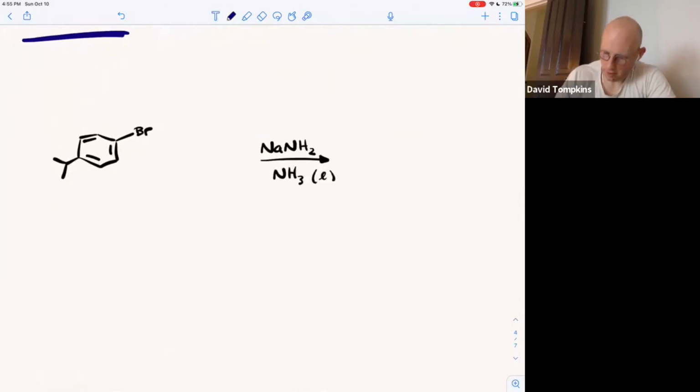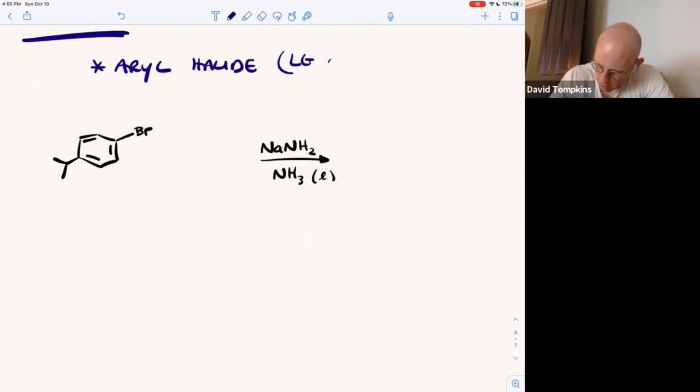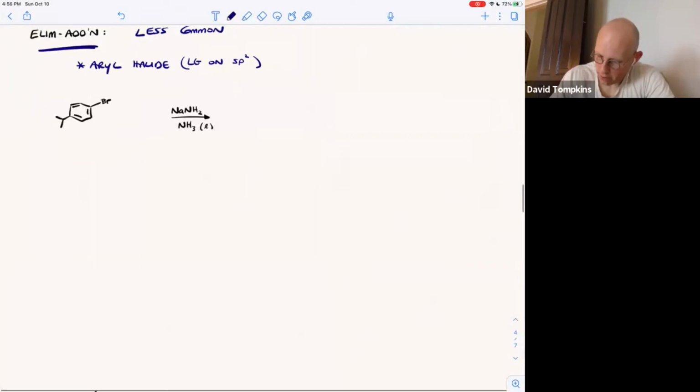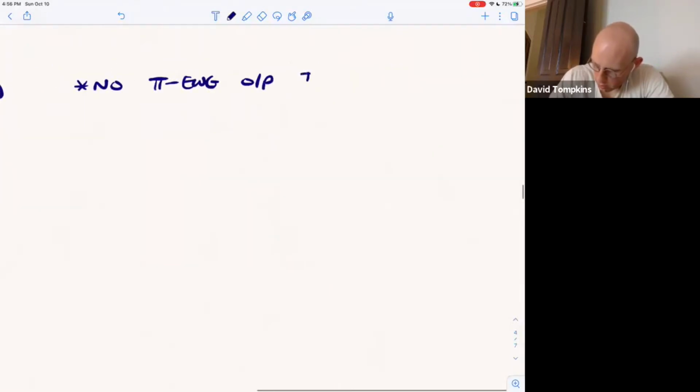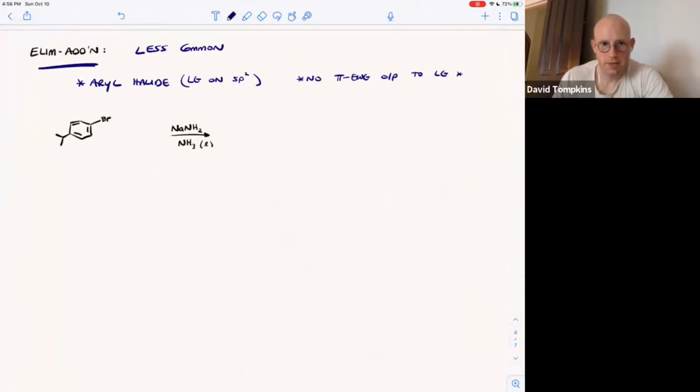So sort of the setup here is that we still have an aryl halide. Right, or there's a leaving group on an sp2 carbon. But what we don't have is a pi withdrawing group in either the ortho or para position relative to the leaving group.